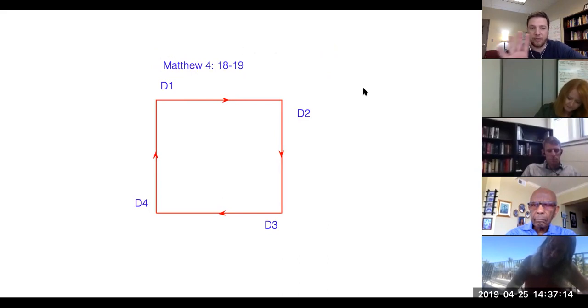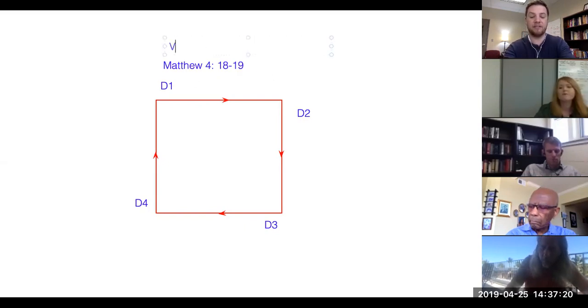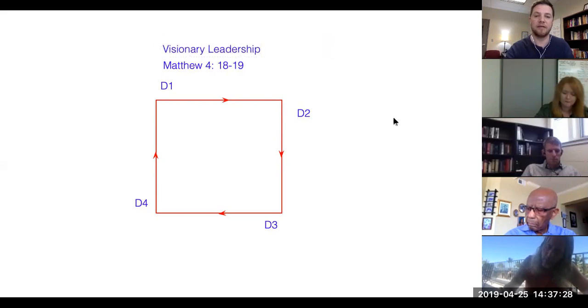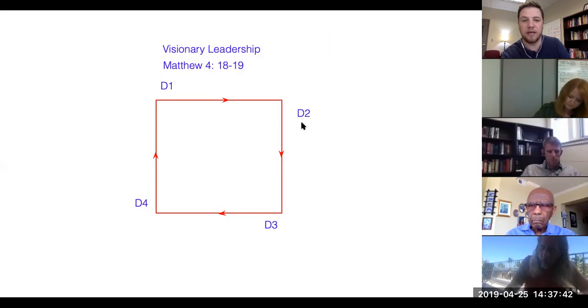I'm just going to do this kind of quick overview. So if you like, you could call this visionary leadership, or you could call it classical leadership. It's that kind of picture. D2, which you find in the second quarter of the different Gospels, particularly the first three Gospels, the Synoptic Gospels.